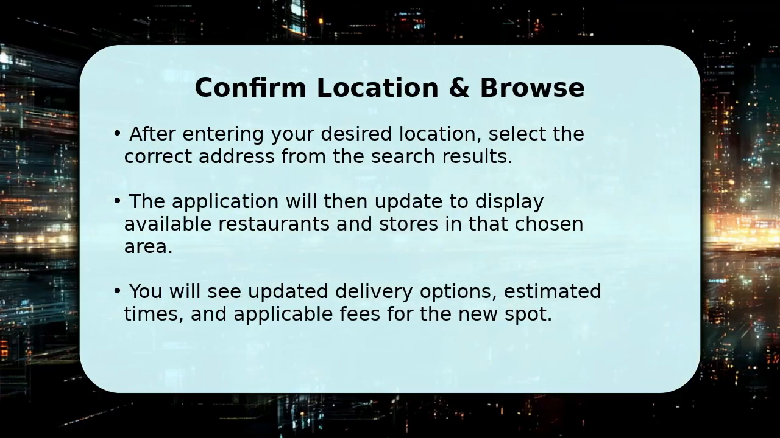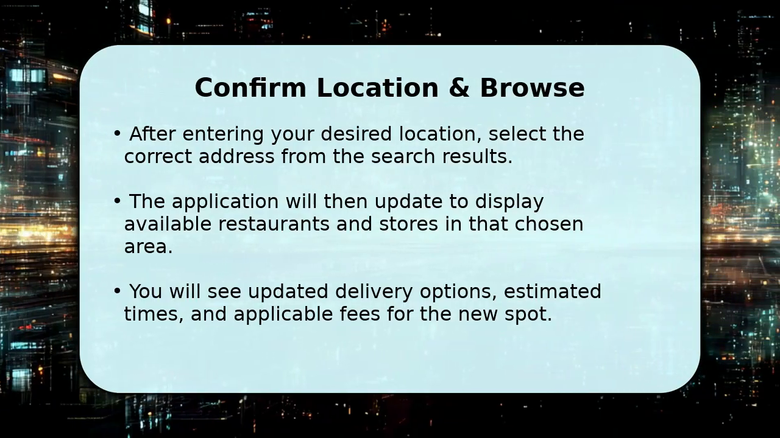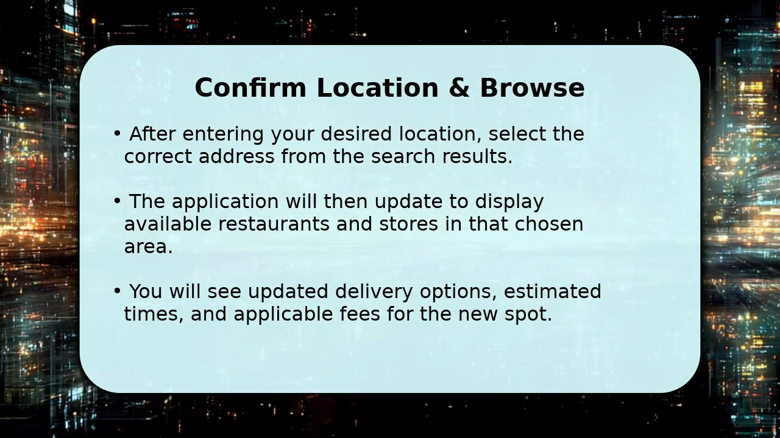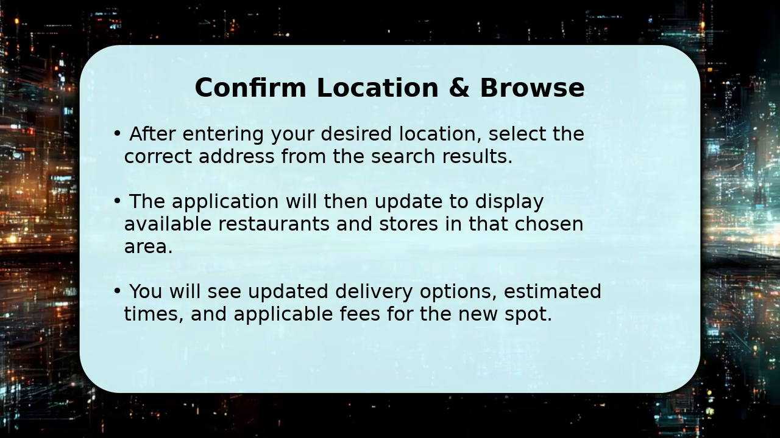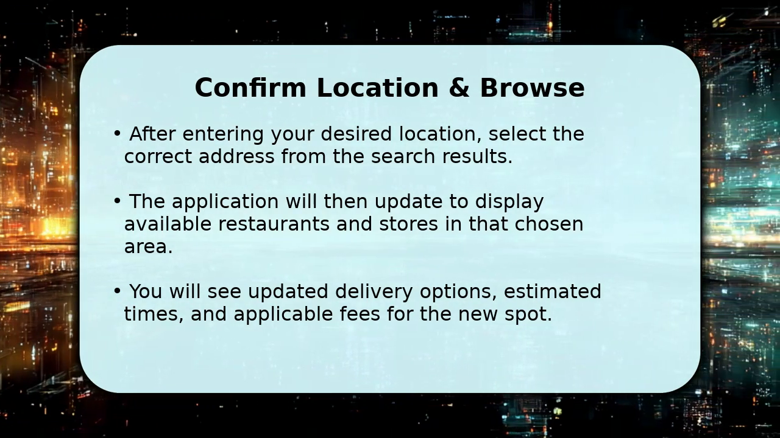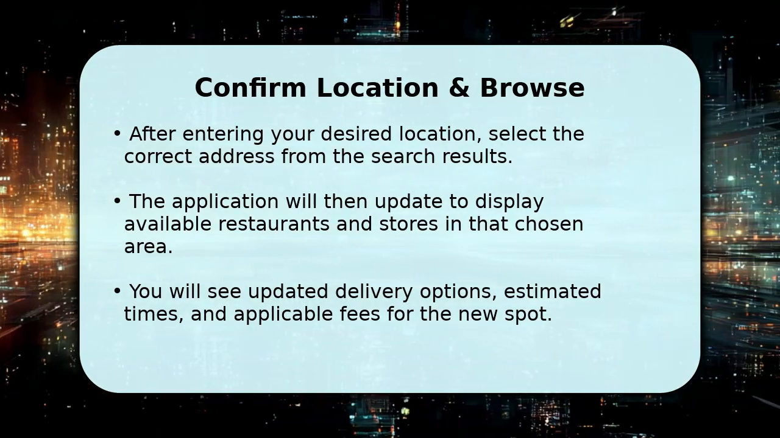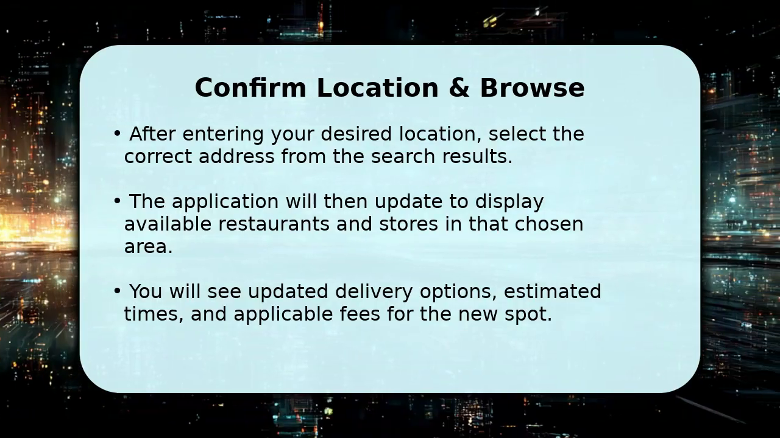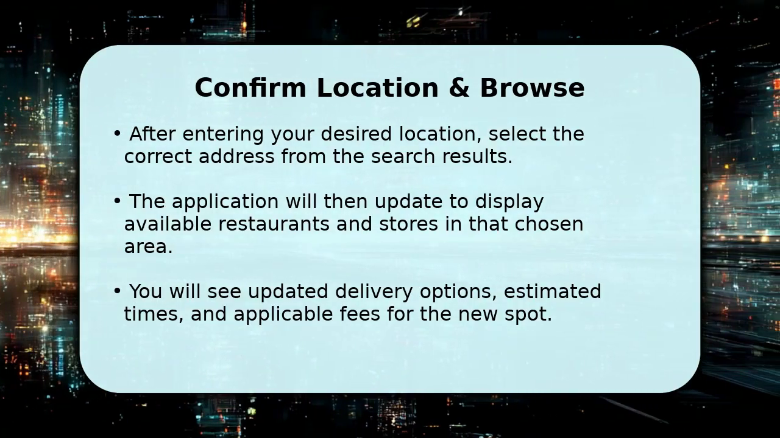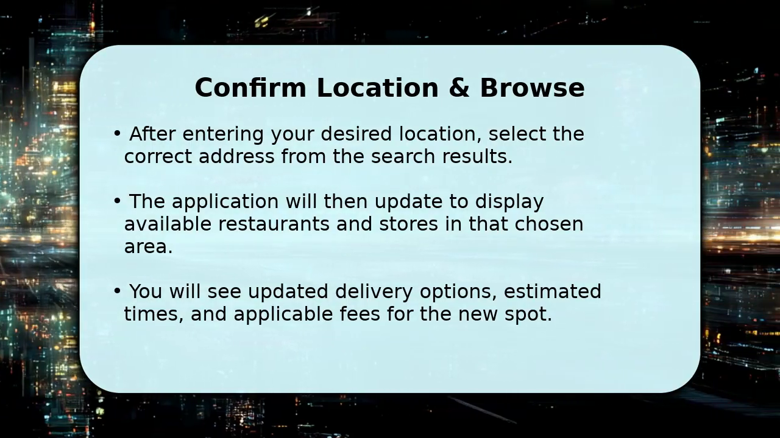After you have typed in your new address, you will see a list of matching locations appear. Carefully select the correct one from the provided options to confirm your choice. The Uber Eats app will then automatically refresh, displaying all the available restaurants and stores in that newly selected area. You will immediately notice the updated delivery times and any changes in fees for your new spot, giving you a clear overview.